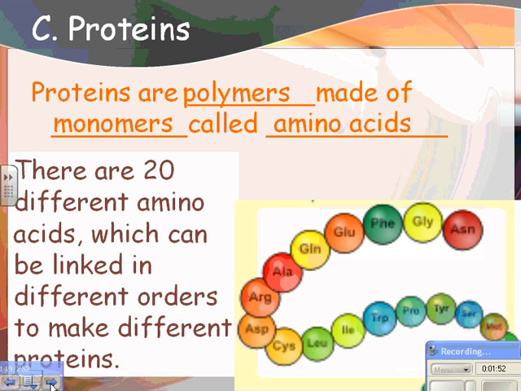There are 20 different amino acids which can be linked in different orders to make different proteins. So the order of which amino acid goes first, which goes second, which goes third is really important, because it makes the proteins different. So for example, hemoglobin is a protein, and insulin is also a protein. These proteins have different shapes, so they have different functions. Hemoglobin carries oxygen, it's found in red blood cells, and insulin helps your body control blood sugar. And so the reason that they are different is because they have a different order of amino acids. Because they have a different order of amino acids, they have a different shape, and because their shape is different, then their function is different.